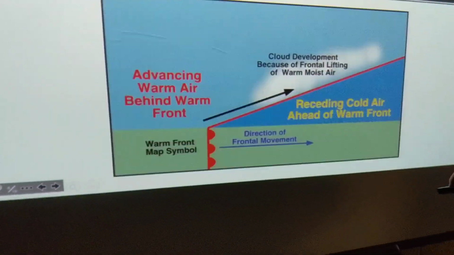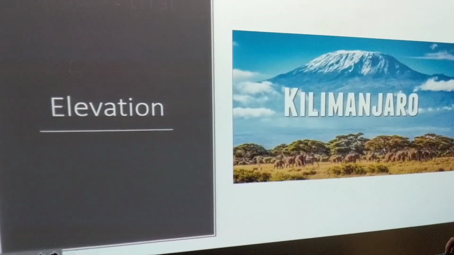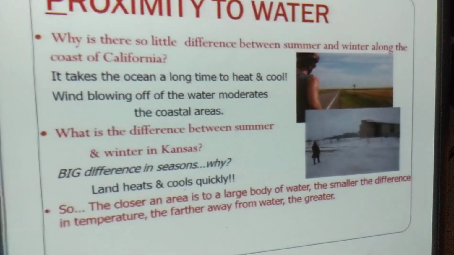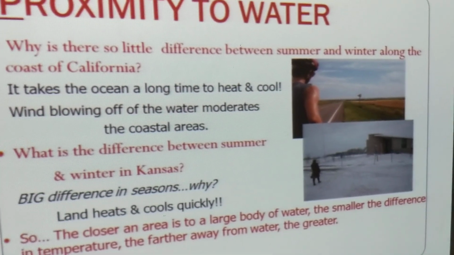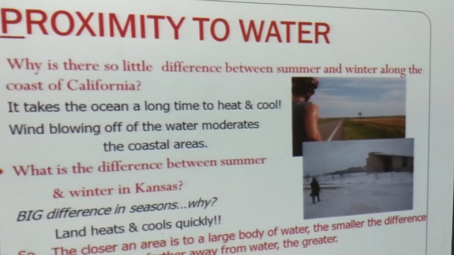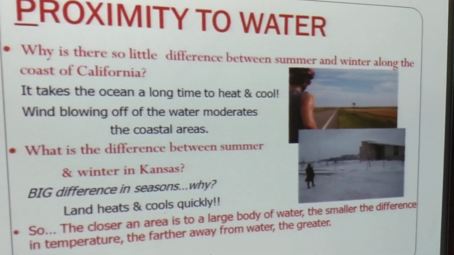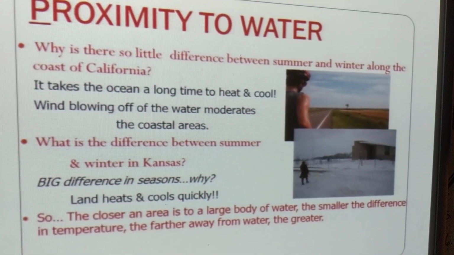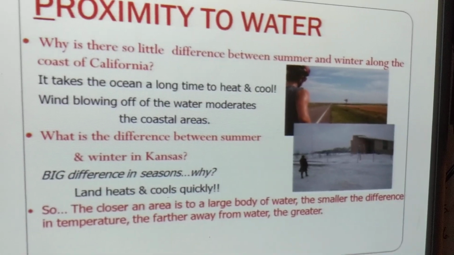And our last one is proximity to bodies of water. And you and I experience this. We live next to the Chesapeake Bay and the Atlantic Ocean. We are warmer in the winter and cooler in the summer. Why? Water has a high specific heat. Water takes a long time to heat up and a long time to cool down.